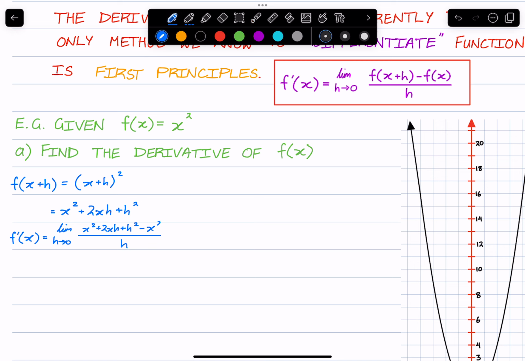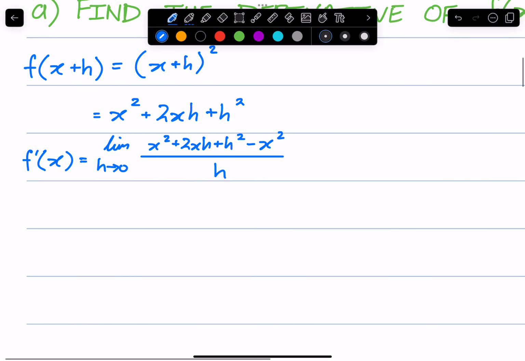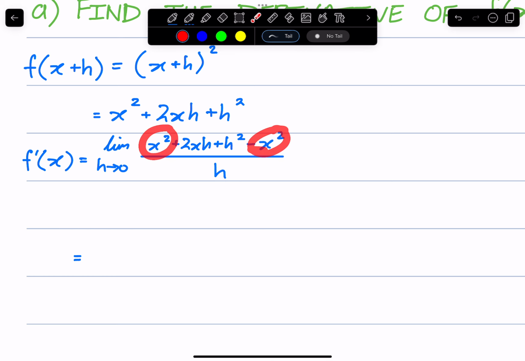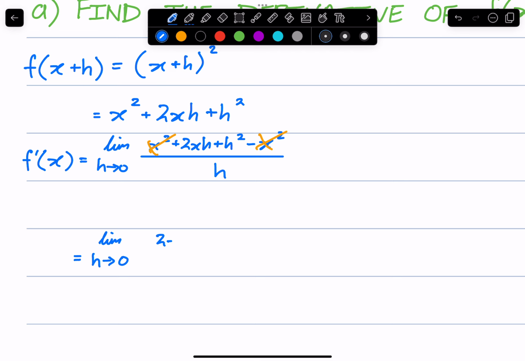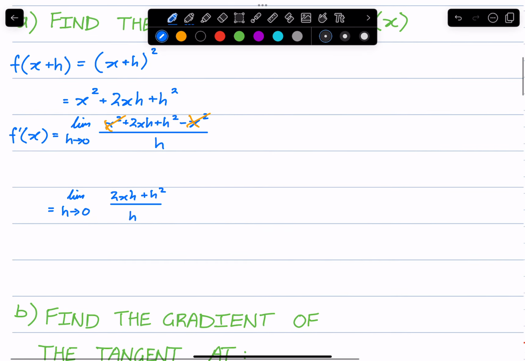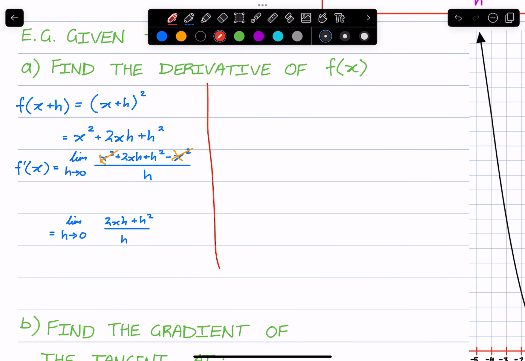So minus f of x is this expression here, so minus x squared. From this point, it's just a matter of algebra. x squared minus x squared, those two are gone. All we are left with is this 2xh plus h squared. So let's copy everything we haven't done. The limit as h approaches 0, and remember, these two are now gone. We are left with 2xh plus h squared all over h.